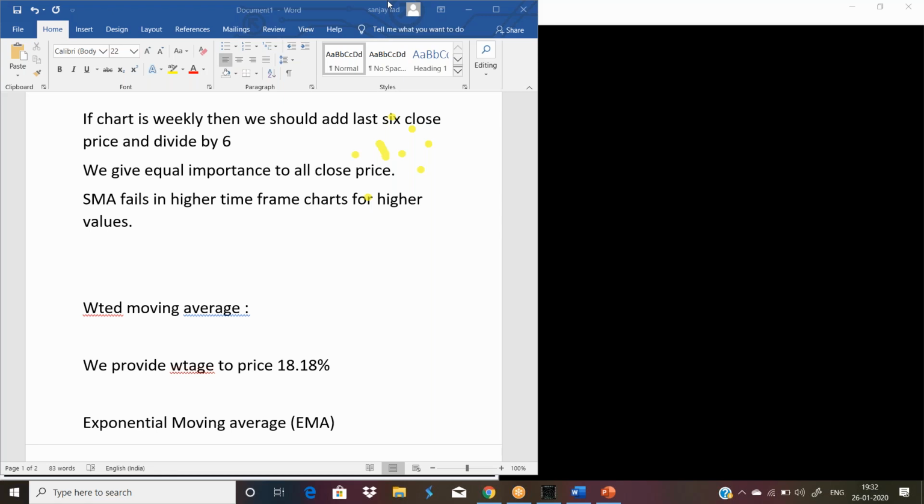2 upon n plus 1, where n stands for number of days. If you want to take a 6 days EMA, then n will be 6. If you want to use 30 days EMA, then n value will be 30. And the current close price, whatever today's close price is, it takes that into account. So it is properly integrated with the previous close price, previous EMA value, common factor, and current close price.